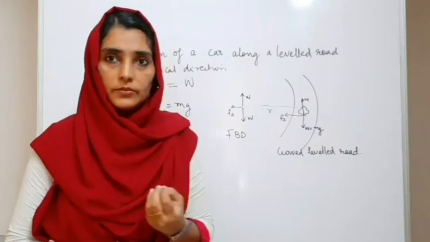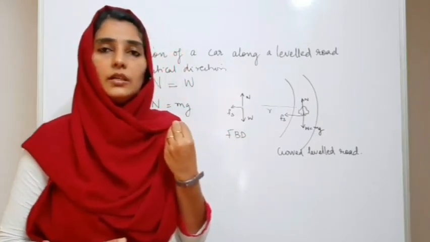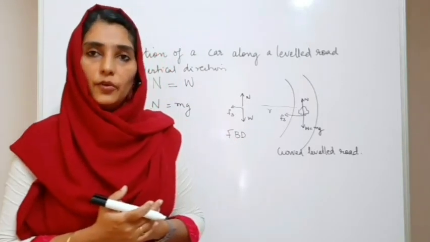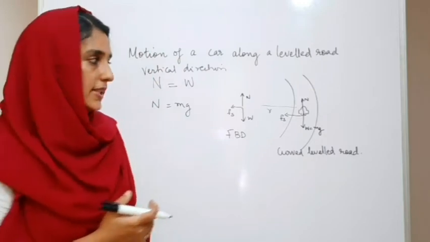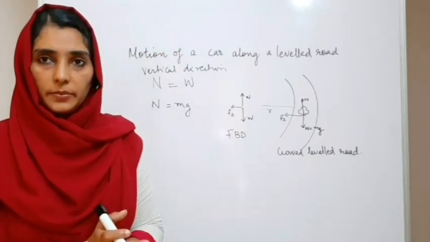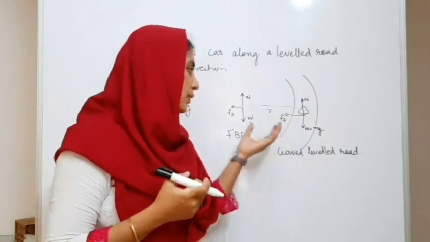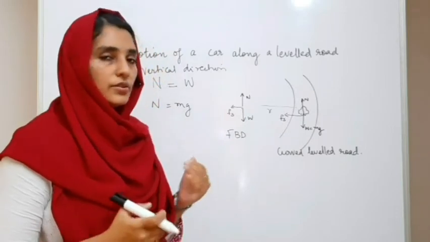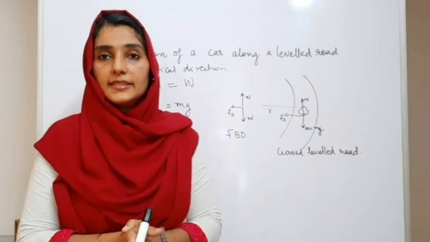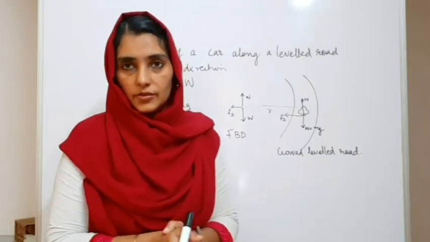For any object to be in circular motion, it has to be supported by a force known as the centripetal force, and the acceleration associated with this body is known as the centripetal acceleration. Now in this case, the frictional force is the only force acting along the horizontal direction, so that frictional force provides the necessary centripetal force which keeps the body in the circular path.